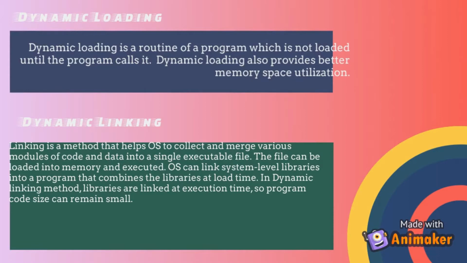Dynamic linking is a method that helps the operating system to collect and combine various modules of code and data information into a single executable file, that is a .exe file. The file will be loaded into the memory and executed. Operating system can link system level libraries or the input libraries into a program that combine the libraries at load time. In dynamic linking method, libraries are linked at execution time, so program code can remain small.